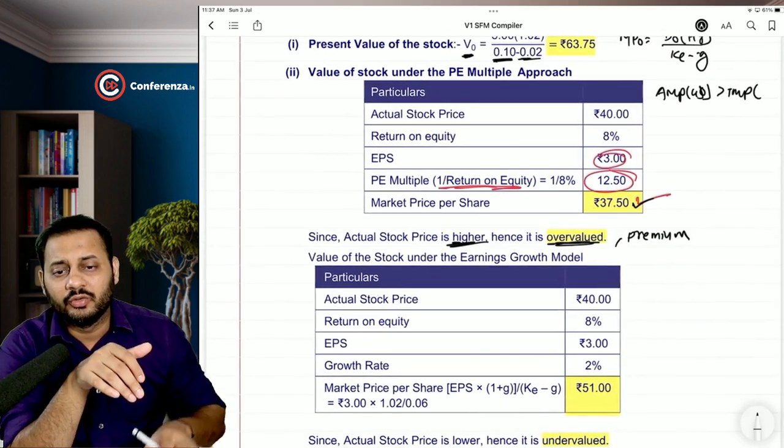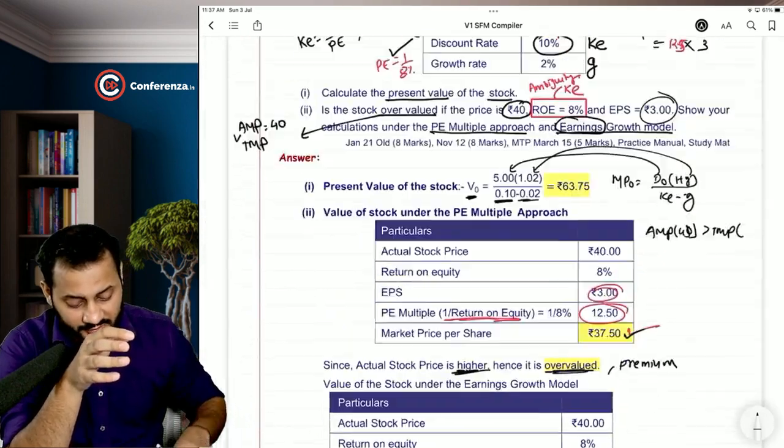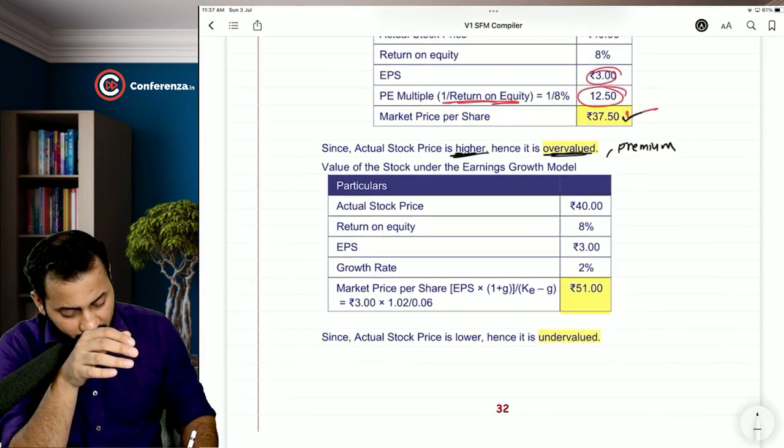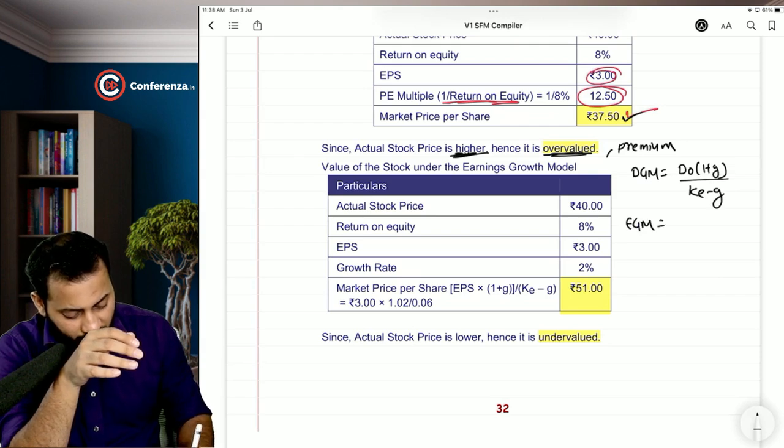We will grow the earnings. Earnings means the EPS of rupees 3. So understand the formula. The dividend growth model was like this: D0 in bracket 1 plus growth divided by cost of equity minus growth, and the earnings growth model will be E0 in bracket 1 plus growth divided by cost of equity minus growth.